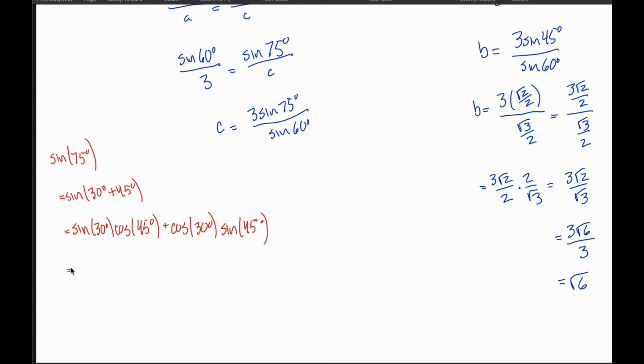I evaluate all these off my unit circle. The sine of 30 is a half. The cosine of 45 is root 2 over 2. The cosine of 30 is root 3 over 2. And the sine of 45 is root 2 over 2.